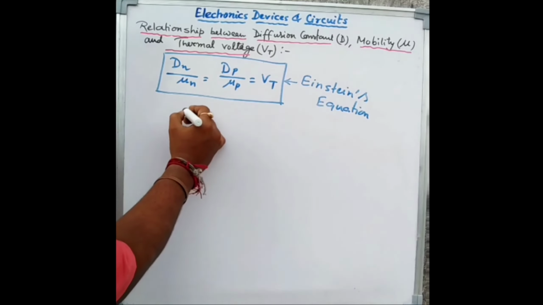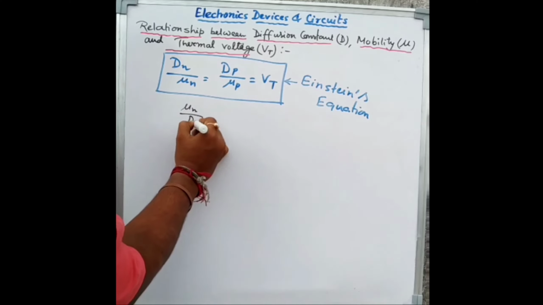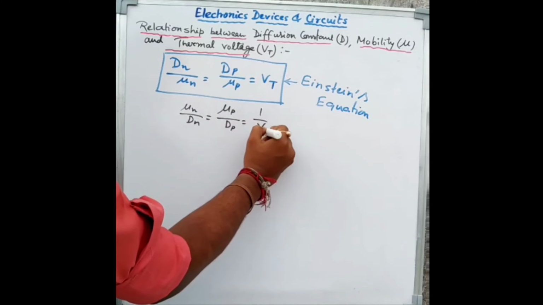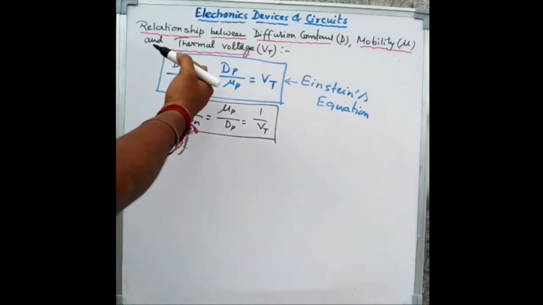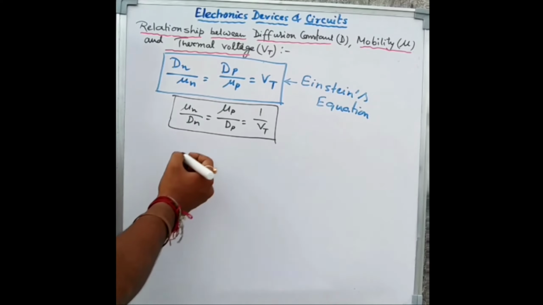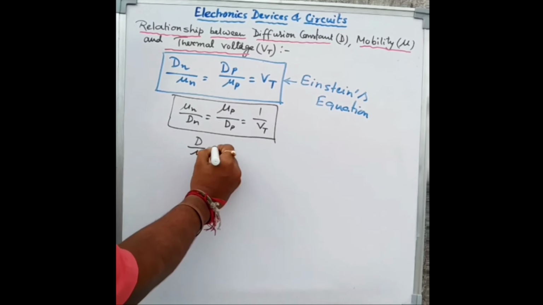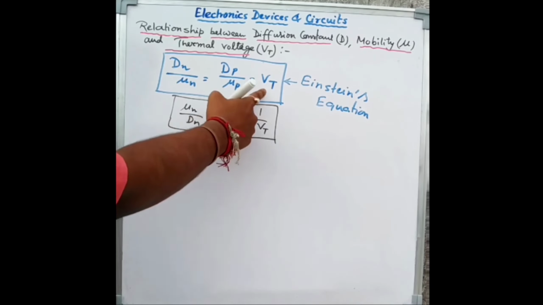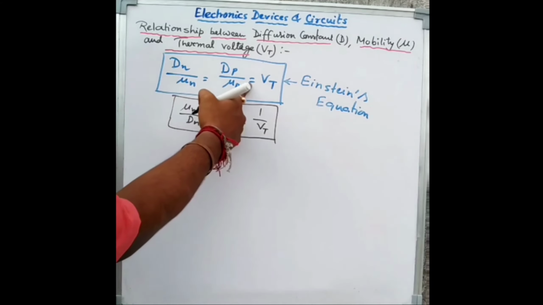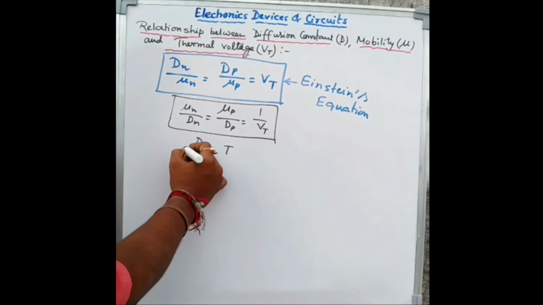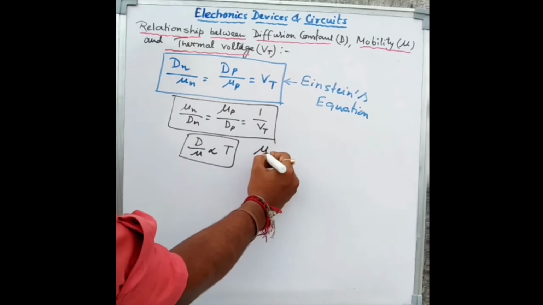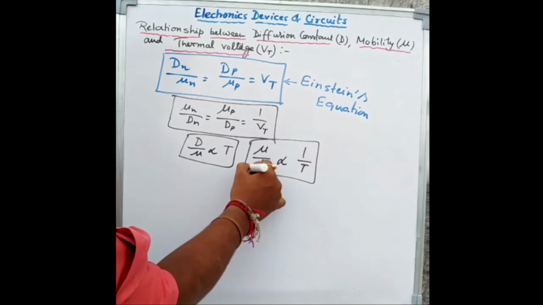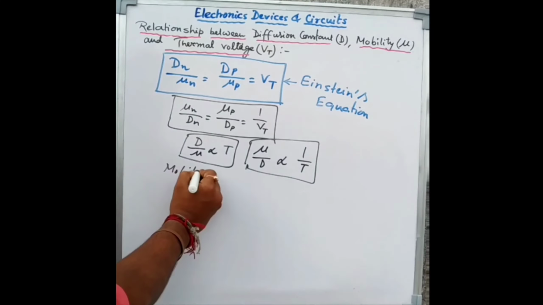In the reverse way, I can write μn by Dn equals μp by Dp equals 1 by Vt. So the reciprocal of this relationship can be represented like this. I can say D by μ is directly proportional to Vt. Vt means thermal voltage and it directly depends on the temperature. So D by μ directly depends on temperature. Is that clear? Or I can say μ by D, the reciprocal, varies inversely with temperature, that means 1 by T.